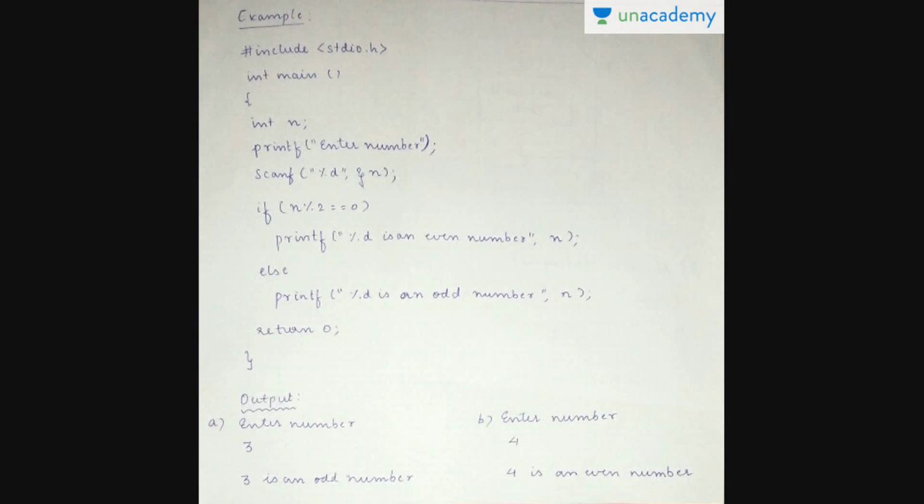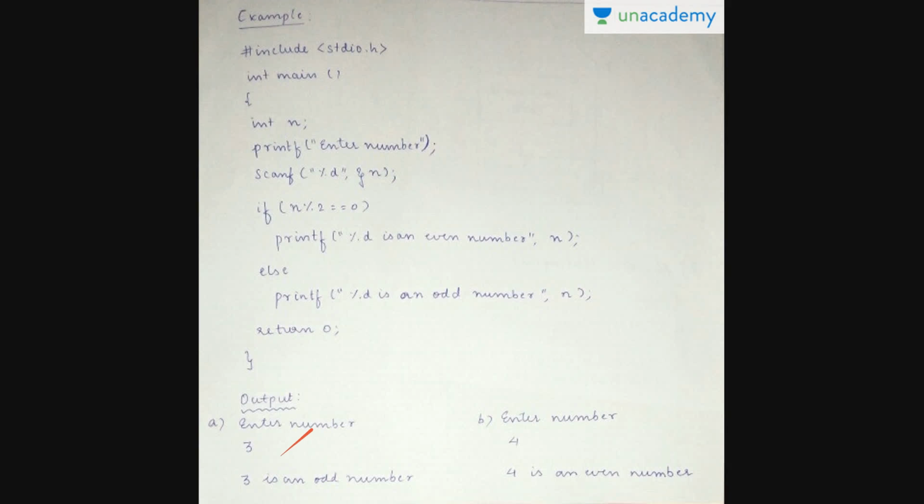So see an example. Here we have taken a variable n, enter number. So we are reading from the keyboard. I have given the number 3 for the first example. So 3 is read from the keyboard. Basically we are checking if 3 is an odd number or an even number. We know the logic: n mod 2 equals 0. If the remainder is 1, it is an odd number, else it is an even number.